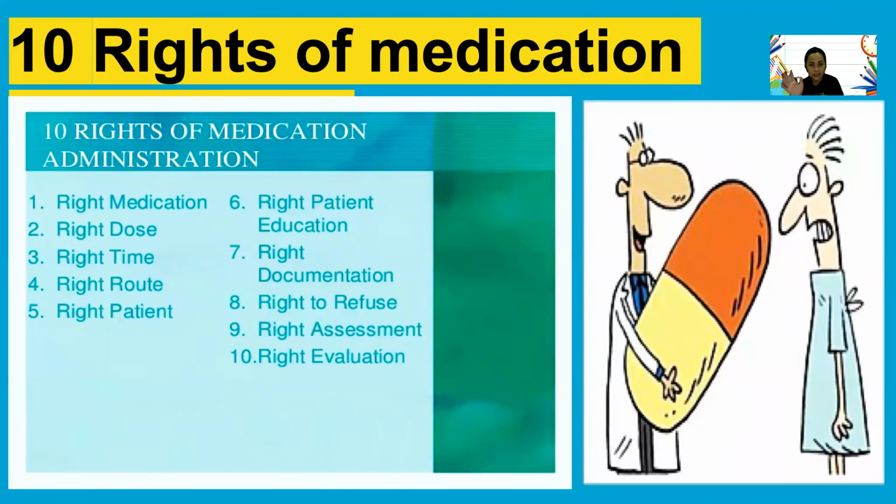So what are the 10 rights of medications? Bear in mind that these rights are the rights of patients when you are giving medications to them. Okay, so please memorize this by heart. So first is the right medication. You should give the patient the right medication. If it's paracetamol, give paracetamol. Don't give ibuprofen. Right dose. If it's 500 milligrams, give 500 milligrams, not 1000, not 250.